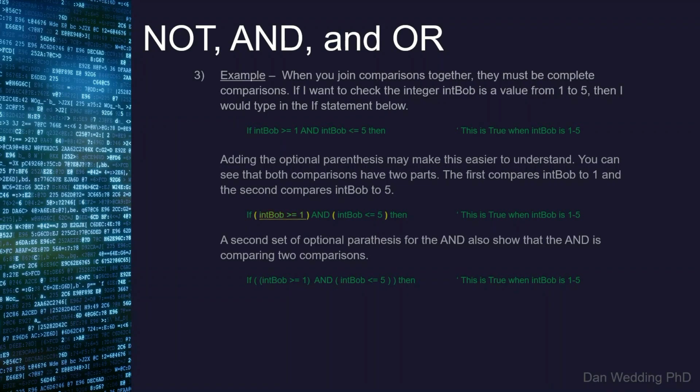The first part compares int Bob to 1, and the second part compares int Bob to 5. A second set of optional parentheses for the and also shows the and is comparing two comparisons.